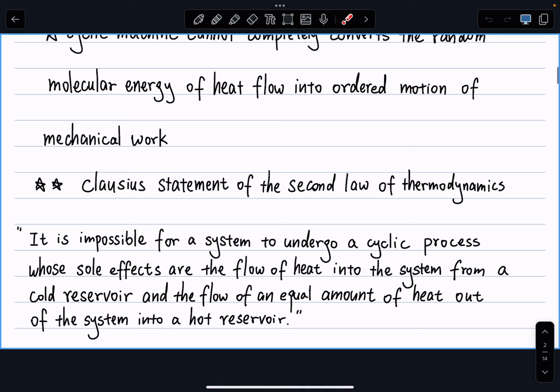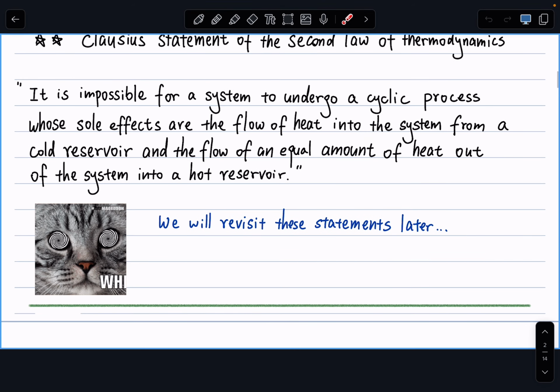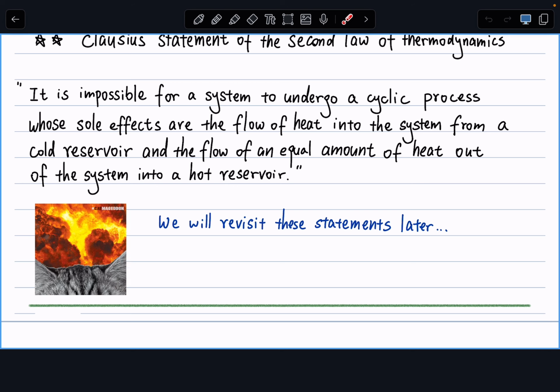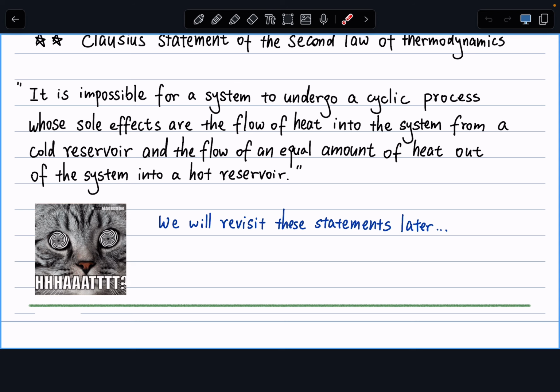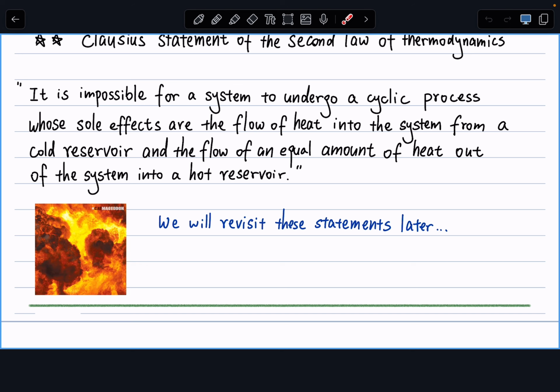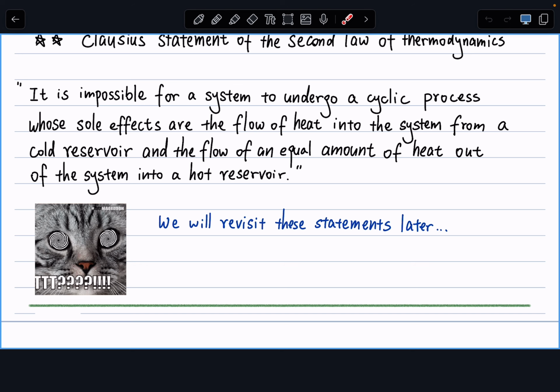Another way to say it is that it is impossible for a system to undergo a cyclic process whose sole effects are the flow of heat into the system from a cold reservoir and the flow of an equal amount of heat out from the system into a hot reservoir. I don't know what you're feeling about these words. When I first read them, I was like, okay, I recognize every word in this statement, but what exactly does it mean? So today, we'll start from these seemingly abstract concepts, and in chapter 3, we'll go over them step by step. Hopefully at the end of chapter 3, when we come back and read these statements again, they will make much more sense to you.